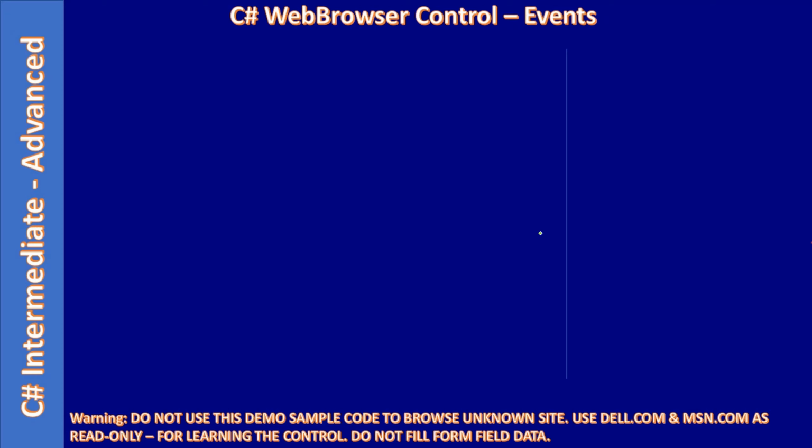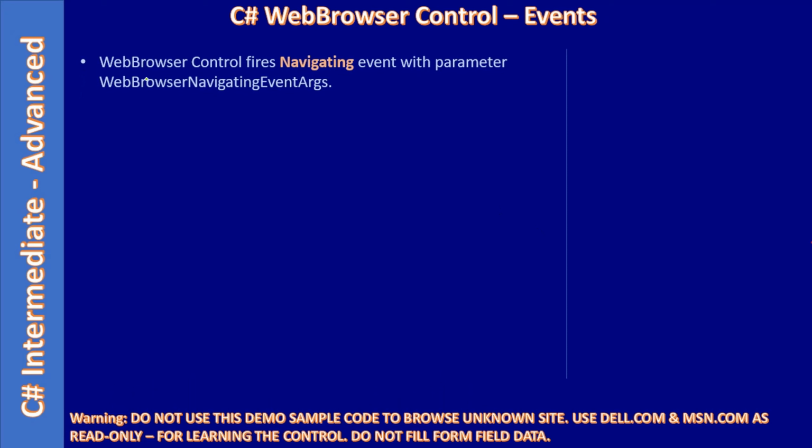Alright, now we will continue with the web browser control events. Web browser control fires the navigating event with the parameter WebBrowserNavigatingEventArgs. This navigating event fires when the web browser is visiting a particular page on the web server and loading the content. That will be a continuous process, right? During that process, it will fire the navigating event so that you can know that the web browser is navigating to a particular URL to fetch the content for rendering purposes.